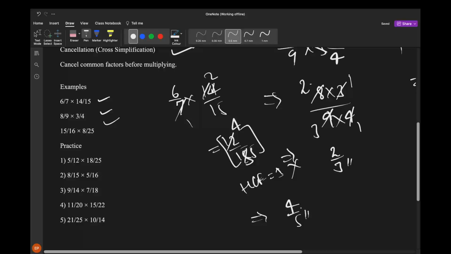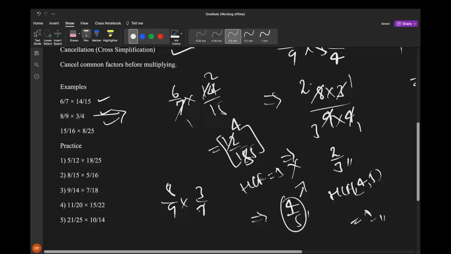Is it the simplified form? Yes, because HCF of 4 comma 5 is 1. If the HCF is 1, then it is in the simplified form. What about 8 by 9 into 3 by 4? 3 1s are 3, 3 3s are 9, 4 1s are 4, 4 2s are 8, 2 into 1 2, 3 into 1 3, 2 by 3, simplified form.